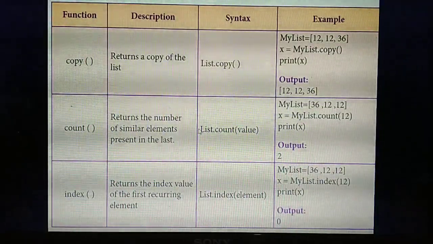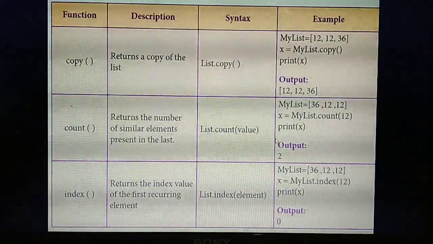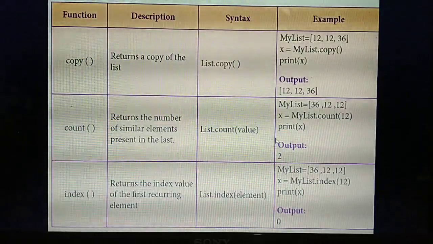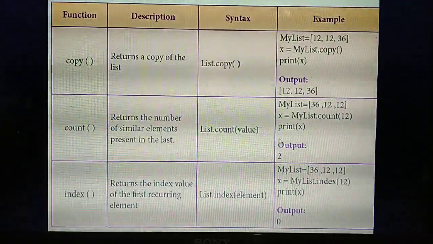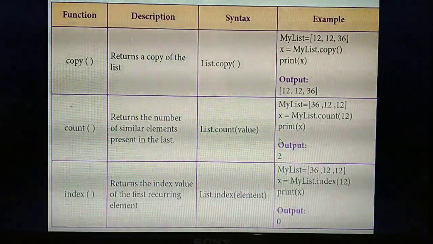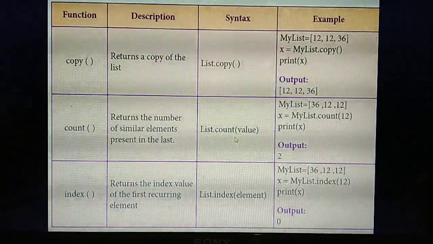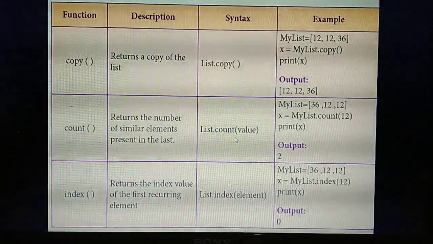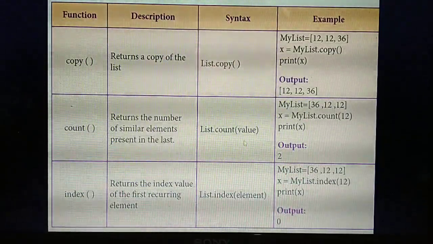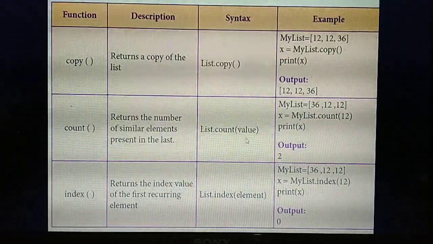Next thing, count function. Okay, so count means, don't think it will count all the elements in the list. Don't think like that. It will return how many similar elements are present in the list. Okay, so listen. See this syntax: list dot count value. You should give the name of the list, then count. So which value? That means some elements will occur 5 or 6 times, so this is useful.